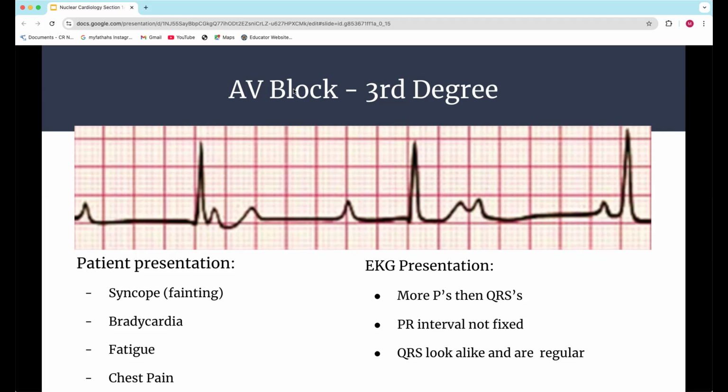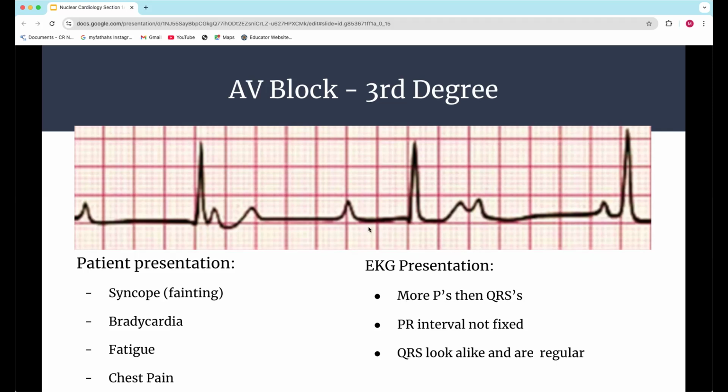But what you'll also always notice in AV block is it's bradycardic because the AV node on its own rhythm just never really is, if it gets into a rhythm, it's just not as fast. So it's bradycardic. Again, we can get fainting and shortness of breath, fatigue. You can see some chest pain with this.